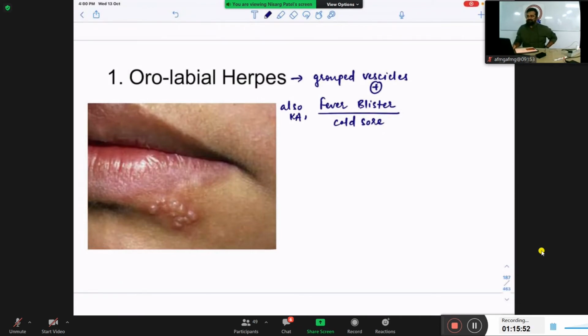We will discuss many diseases, but always remember: above the waist, if I show you any such lesion, it is herpes simplex, and below the waist is the other type, like this.